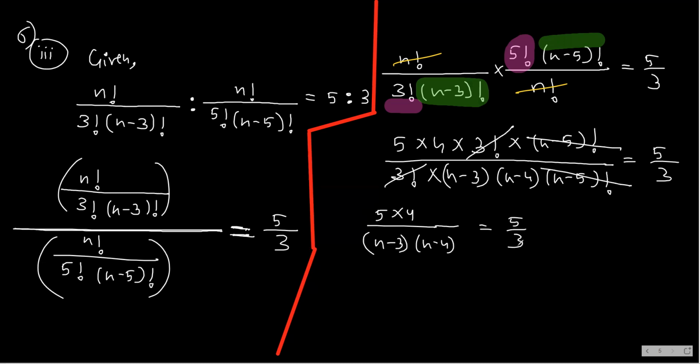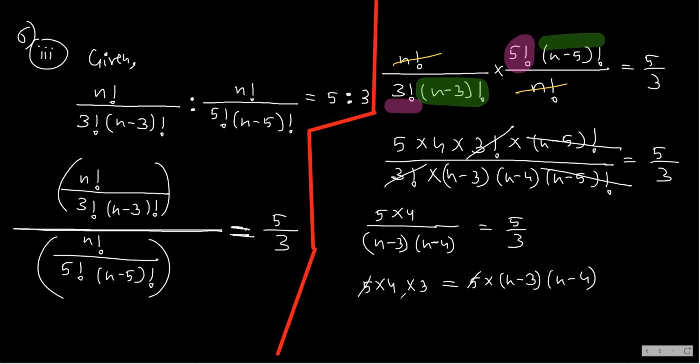Right? Now we will do the cross multiplication. This n minus 3 into n minus 4 will go on the right hand side. So you'll get 5 into 4 into 3, this 3 multiplies here, equals to 5 into n minus 3 into n minus 4. Now this 5 I will take in the denominator, and it will cancel. So I can cancel this 5 with 5 directly.